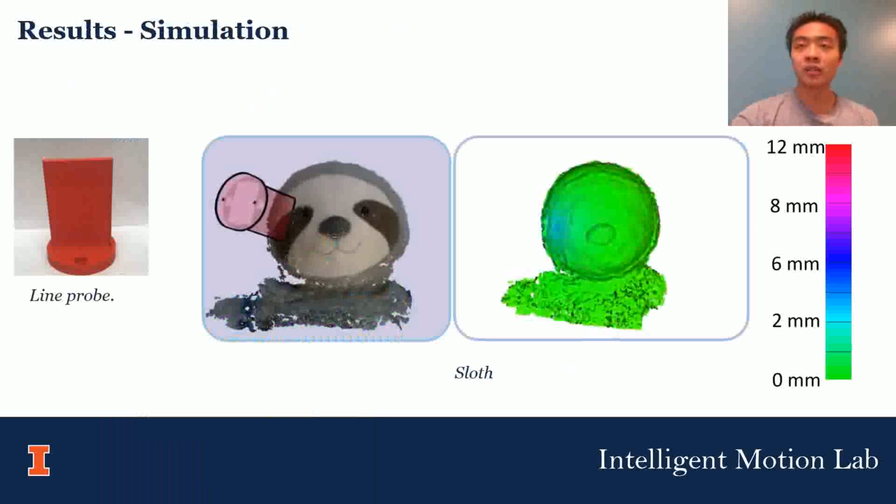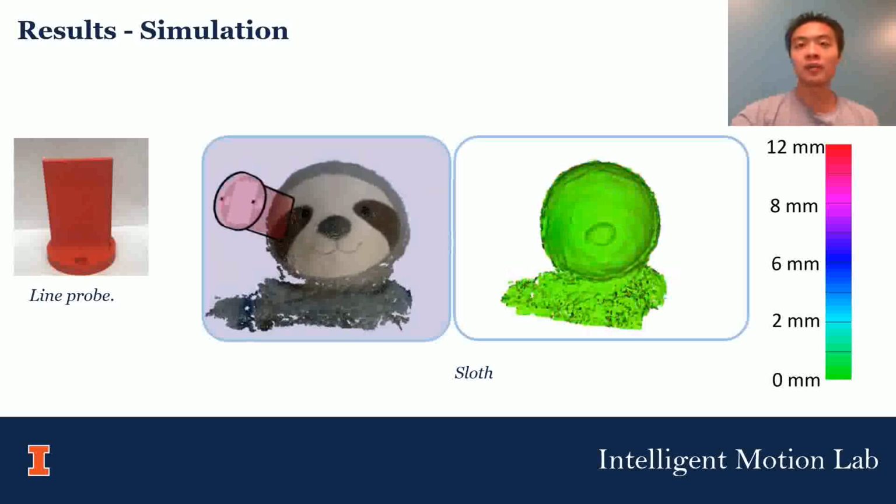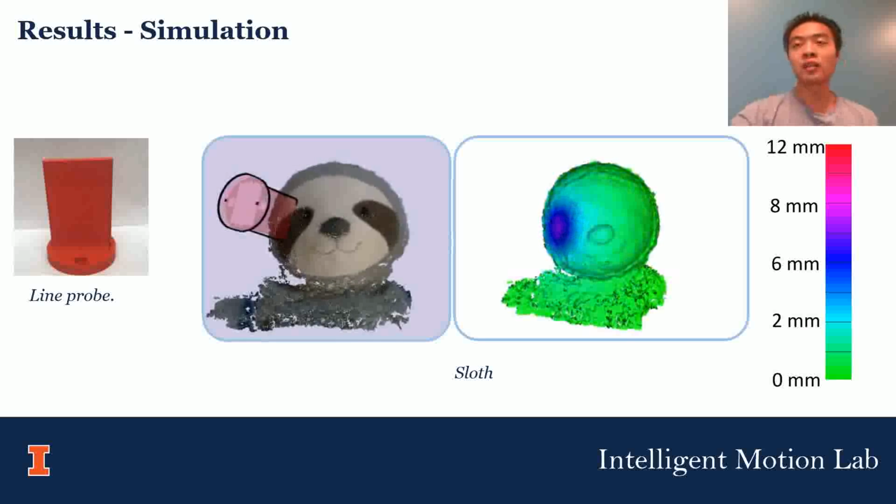Here we show some qualitative results. The sloth object is being poked at by a rigid object shown on the bottom left. It is the line probe. The color shows the deformation across the object while the object is being poked.